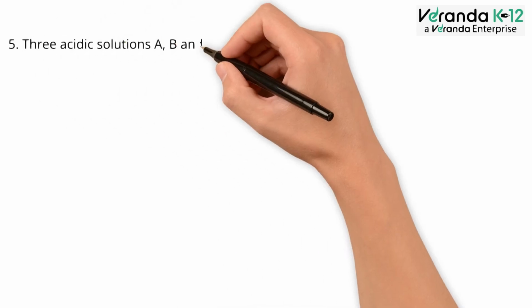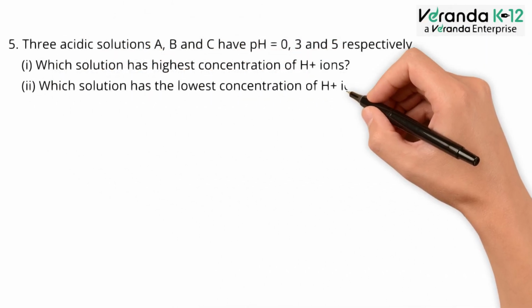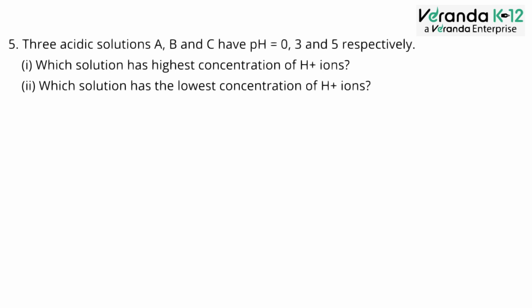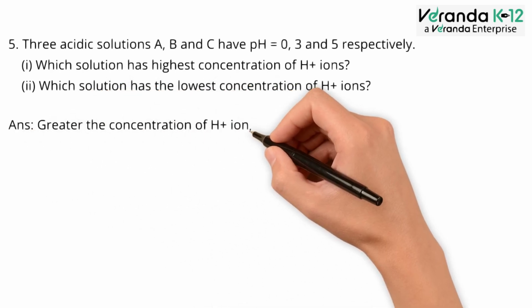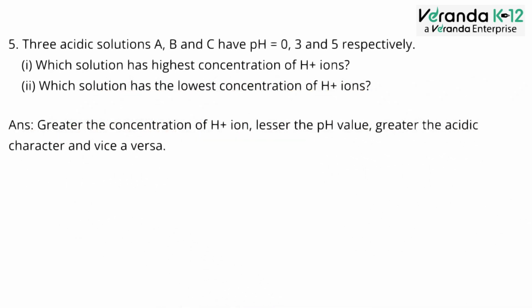Chemistry, question number 5. 3 acidic solutions A, B and C have pH 0, 3 and 5 respectively. Subdivision 1. Which solution has the highest concentration of H plus ions? Subdivision 2. Which solution has the lowest concentration of H plus ions?